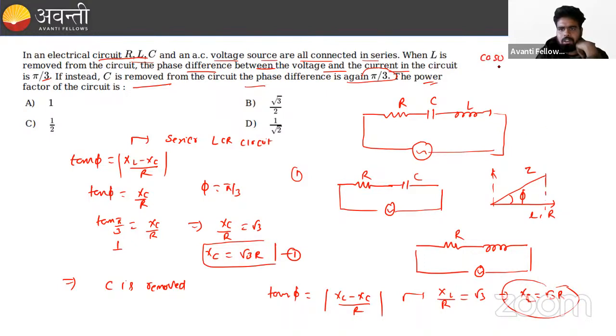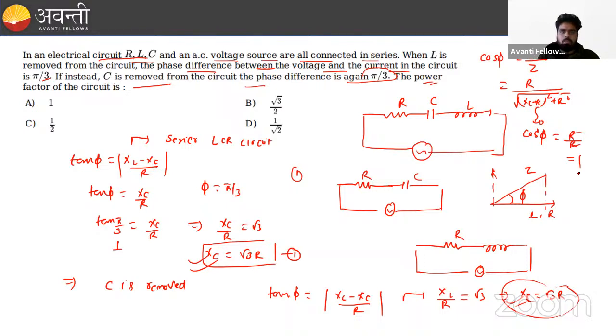Power factor is nothing but cos phi, and this is written as R by Z. Z is nothing but the square root of (XL minus XC) square plus R square. In this case, XL and XC are equal, so this value becomes 0, and this is the case of resonance. What is the value of cos phi here? It is R upon R, which becomes 1. So option A is correct here. This is the condition of resonance where XL equals XC.